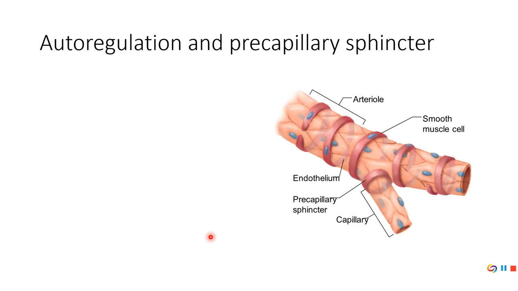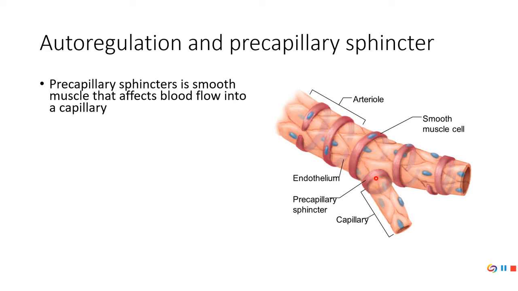Now, the way that this autoregulation is able to occur is through something called the precapillary sphincter. Here we've got an arteriole, here we've got a capillary, and then here we've got this band of tissue that's called the precapillary sphincter. We're going to go off the assumption that you all know what a sphincter is. It's just an opening that can open or close to allow flow.